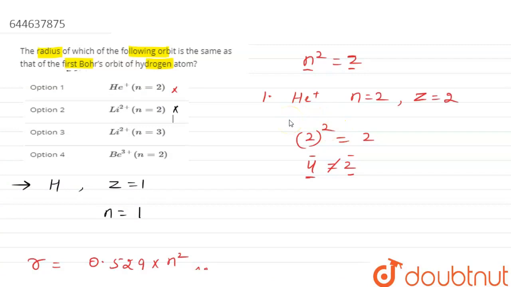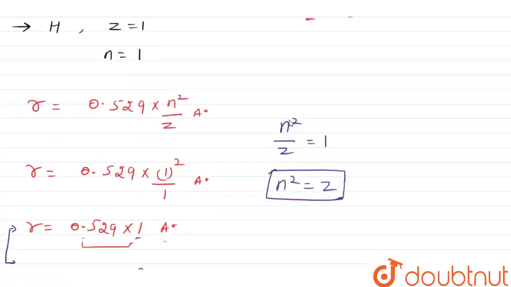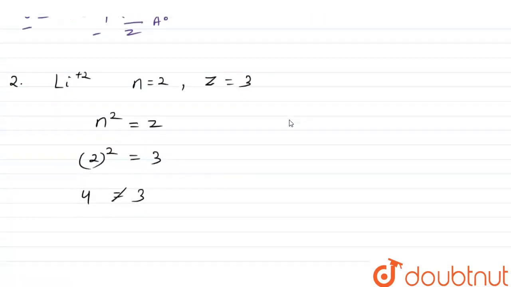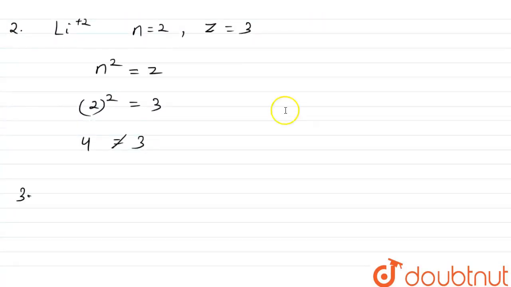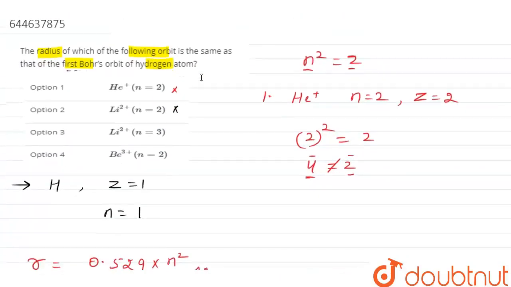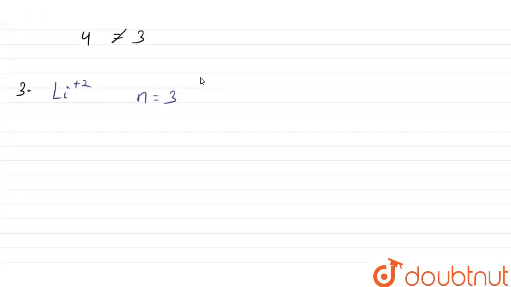Okay. So in option 3 what we have? We have lithium plus 2 and n is 3. Let's check again. So we have lithium plus 2, yes, and n is 3. And we know that Z for lithium is 3 also. Now we need to check n square, our n square should be equal to Z. If n square equals Z, then we can say that the radius is the same as our first radius.